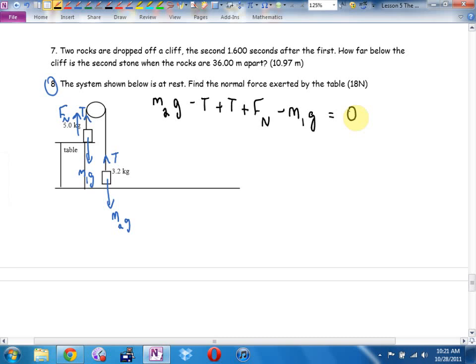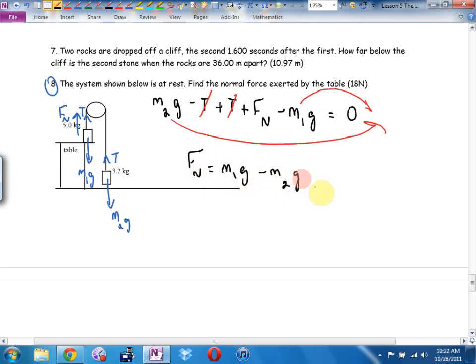What happens to the tension, Caitlin? Excellent. Hey! Do I know M2? Check. Do I know G? Check. Do I know M1? Check. Do I know G? Check. I can solve for normal force. Plus this over, minus that over. I think the normal force is going to be M1G minus M2G.